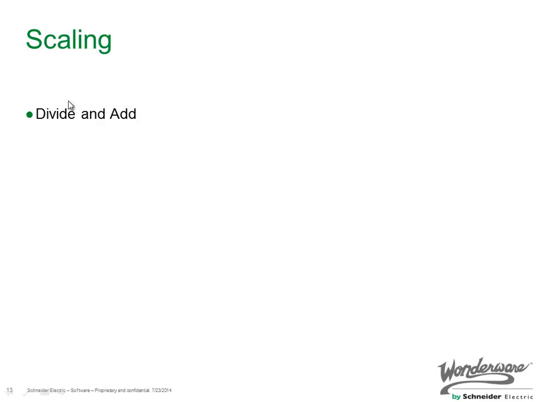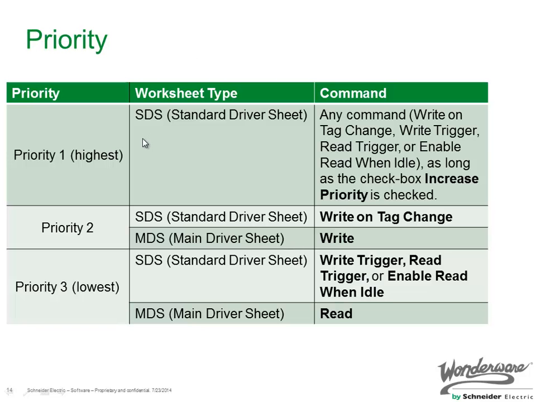I talked a bit about scaling using the divide and add, and conversely, if you want to multiply, you just do the division and divide by the fraction, which will give you the multiplication. And if you want to add versus subtract, you can subtract a negative number. So that's a couple different ways to do that.